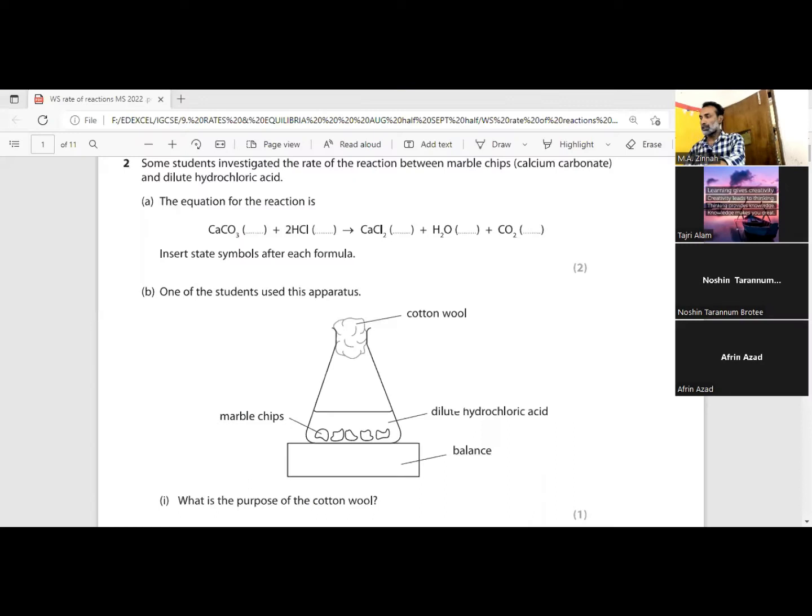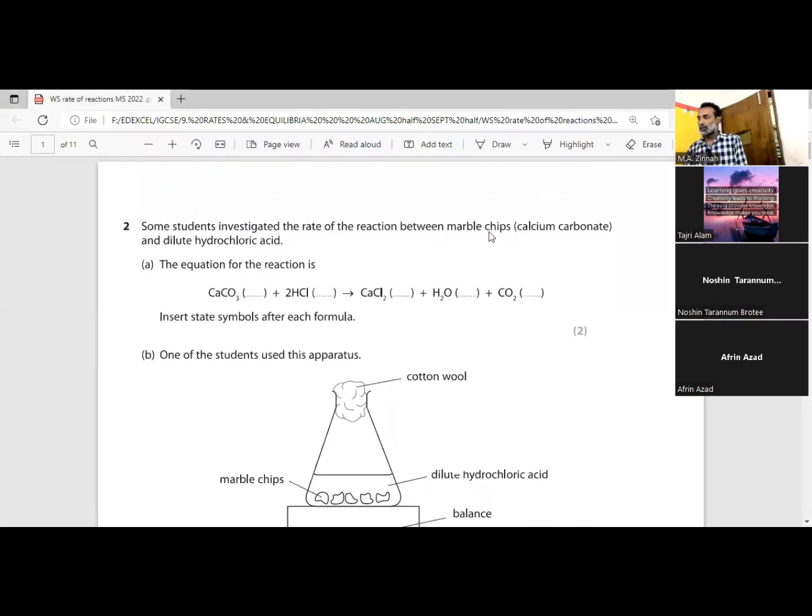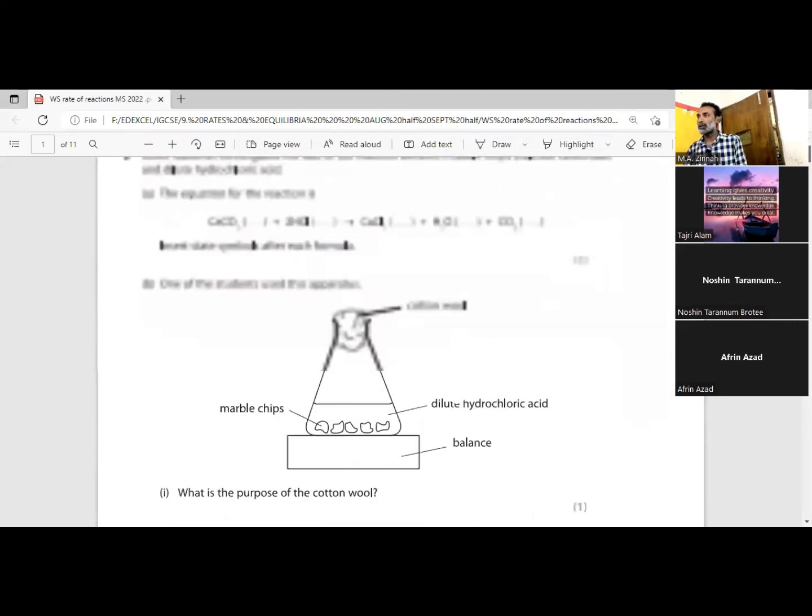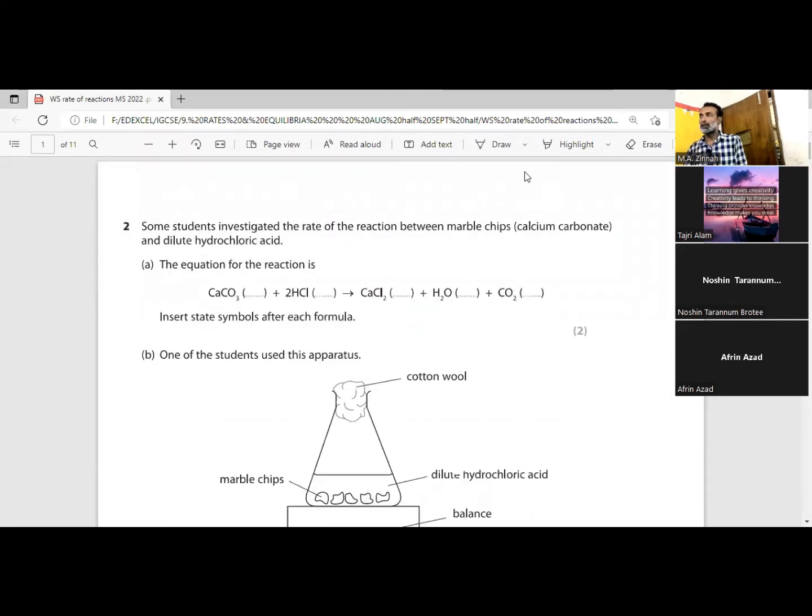Thank you very much. This will be the worksheet on rate of reaction that you already solved and sent me. Again, we are going to discuss the worksheet here in the class. This was the worksheet, and this was the first question. Okay, then we start.